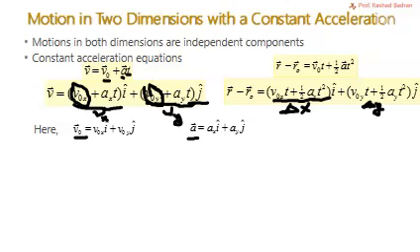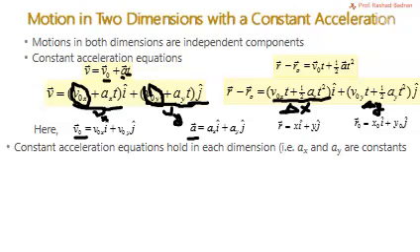Similarly for this one. And also you can see here r is in general represented as x i hat plus y j hat, and r naught is represented as x naught i hat plus y naught j hat. If you put these two on the left hand side and you subtract them, you're going to get delta x i hat plus delta y j hat.